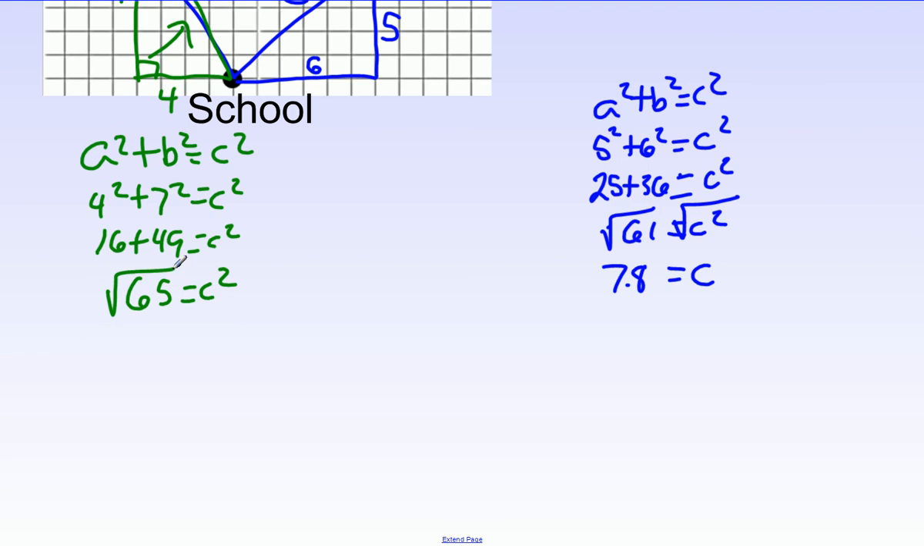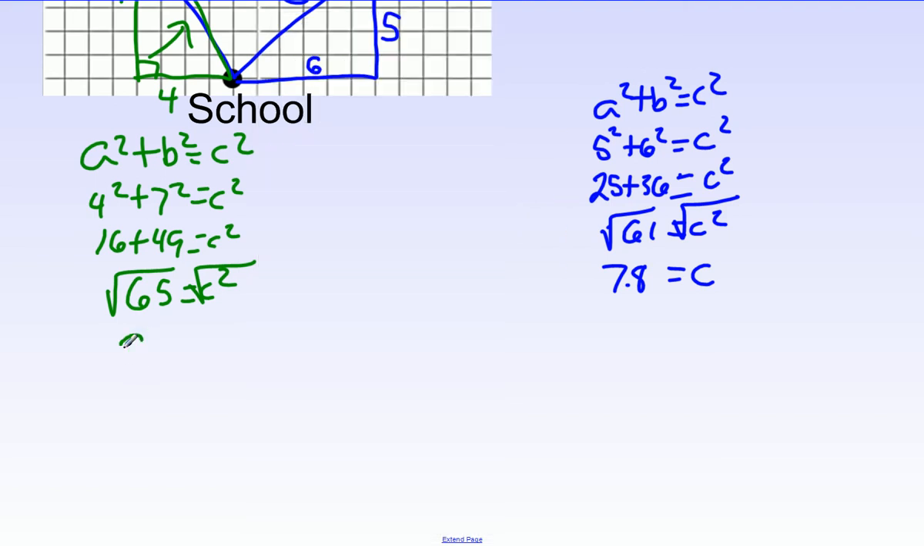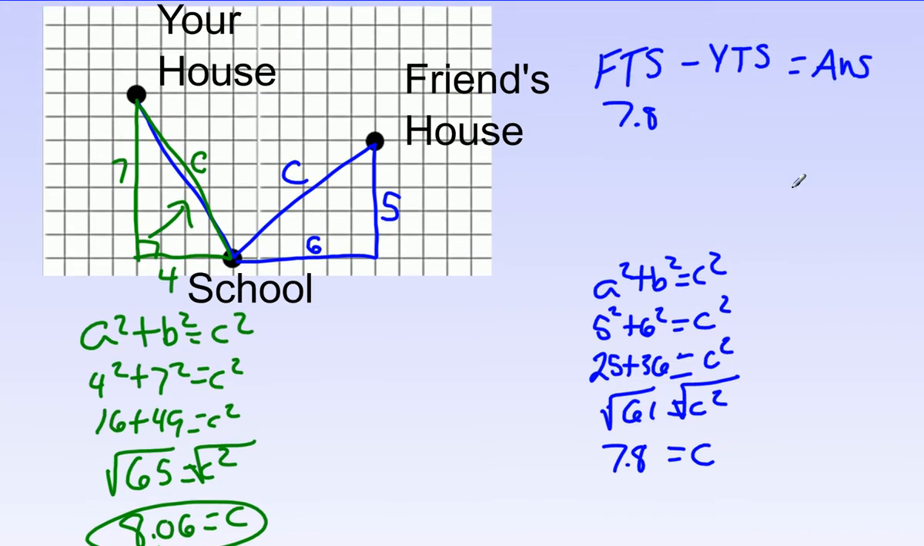And I square root each side. Just let me double check that. 16 plus 49. Alright. And then I square root it. Gives me 8.06. So the distance between your house and the school is 8.06.